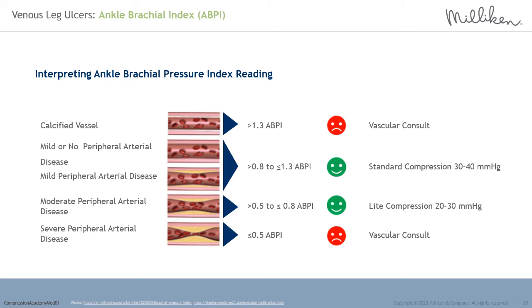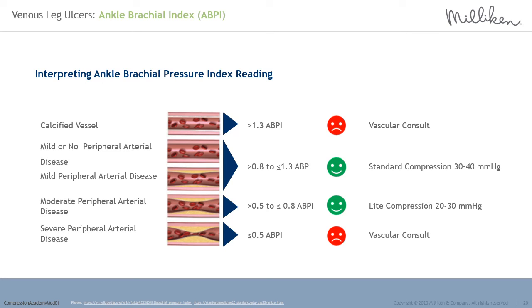An ankle brachial pressure index greater than 1.3 indicates a calcified vessel or possible arterial occlusion, and the patient must be referred to a vascular consultant and is not suitable for compression therapy. An ankle brachial pressure index greater than 0.8 to less than or equal to 1.3 indicates mild to no peripheral arterial disease, and standard compression can be used, recommended at 30 to 40 millimeters of mercury pressure.